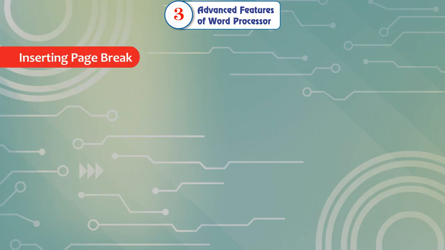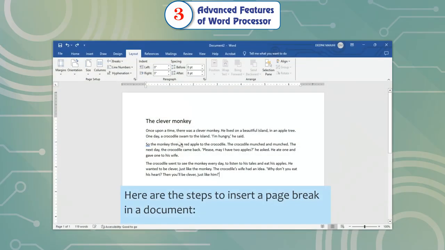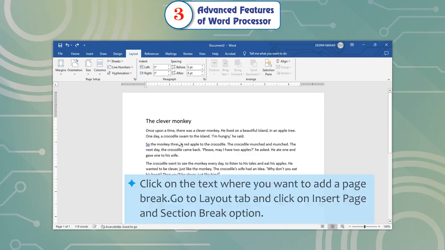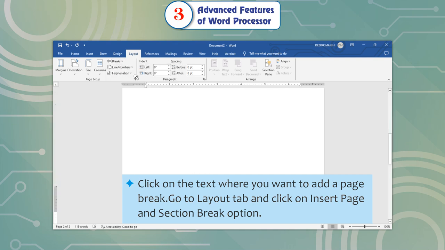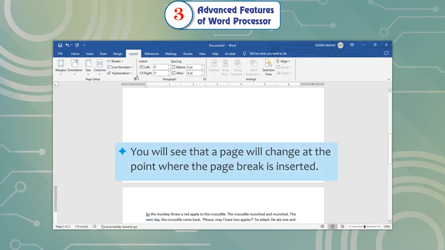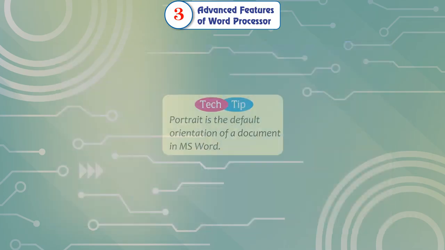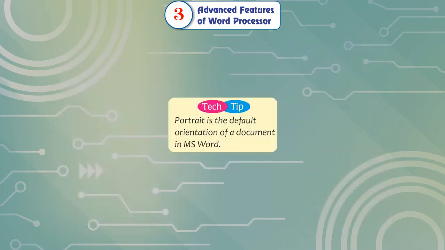Inserting page break. Here are the steps to insert a page break in a document. Click on the text where you want to add a page break. Go to Layout tab and click on Insert Page and Section Break option. You will see that a page will change at the point where the page break is inserted. Tech tip: Portrait is the default orientation of a document in MS Word.